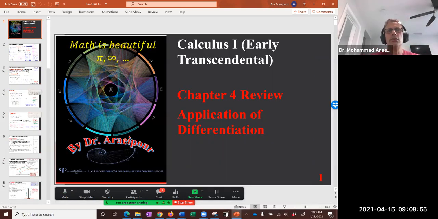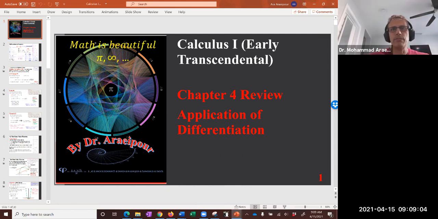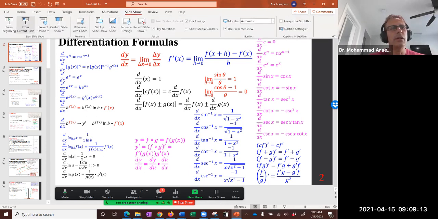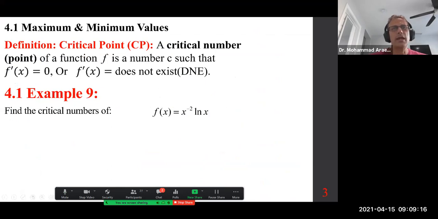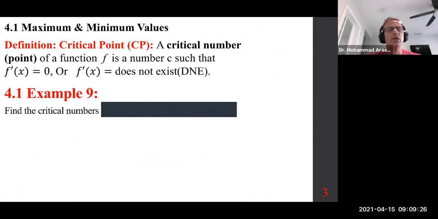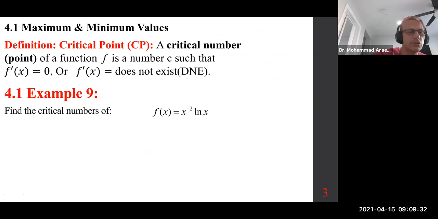Now, we're going to continue to chapter 4, application of differentiation. Again, a lot of differentiation formulas. Hopefully we are comfortable with them. Let's get started here. Definition of a critical point. You find f prime of x, and where f prime is 0 or f prime doesn't exist, that's where we find the critical point.